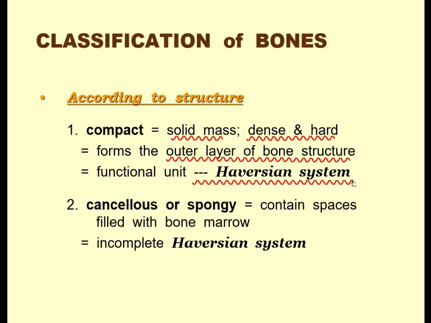Next we have cancellous or spongy bone. These contain spaces filled with the bone marrow, and it is an incomplete Haversian system.